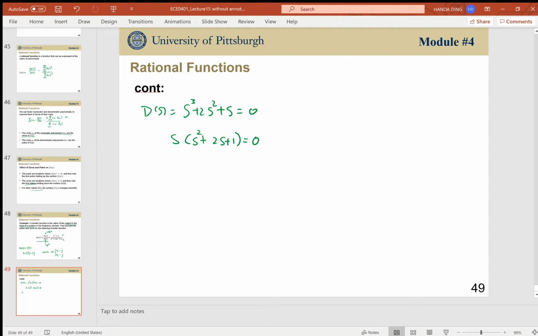Let me change the color. Okay. s is 0. Don't ever forget this guy, right? This tiny s here. s is 0. And for this one, s is -1. It's repeated. So what are the poles? Pole 1 is 0. Pole 2 and pole 3 are -1. Even though it's repeated, you should write that in your solution.